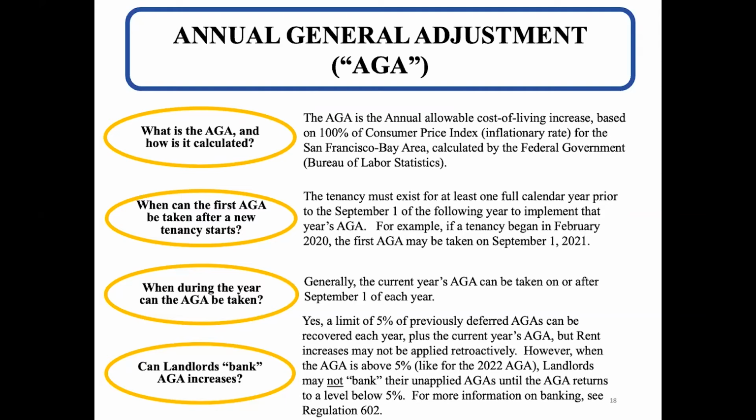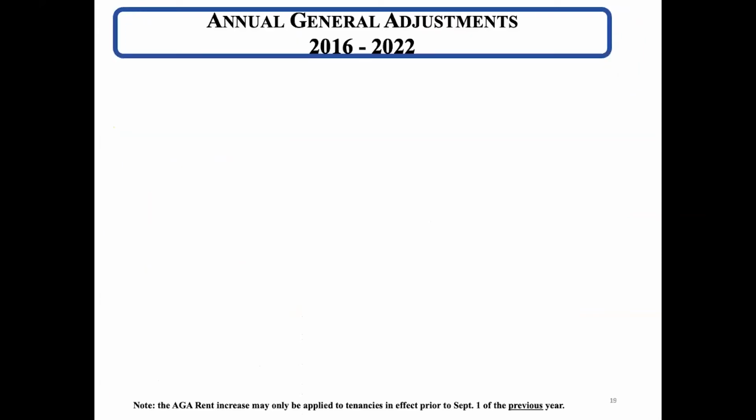So again, the AGA for 2022, September 1st of this year, is 5.2%. And so on or after that date, landlords will no longer be able to bank any previously unapplied AGAs until that AGA returns to a level at or below 5%.